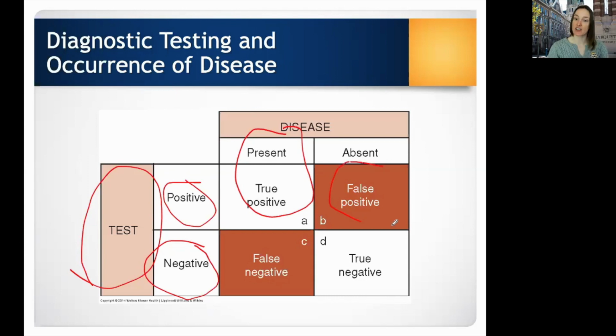They didn't actually have the disease. That's called a false positive. Now, if their test comes back negative, but it was wrong, and the patient actually had the disease, that's a false negative. Now, if it came back negative and they actually were negative, then that is a true negative.